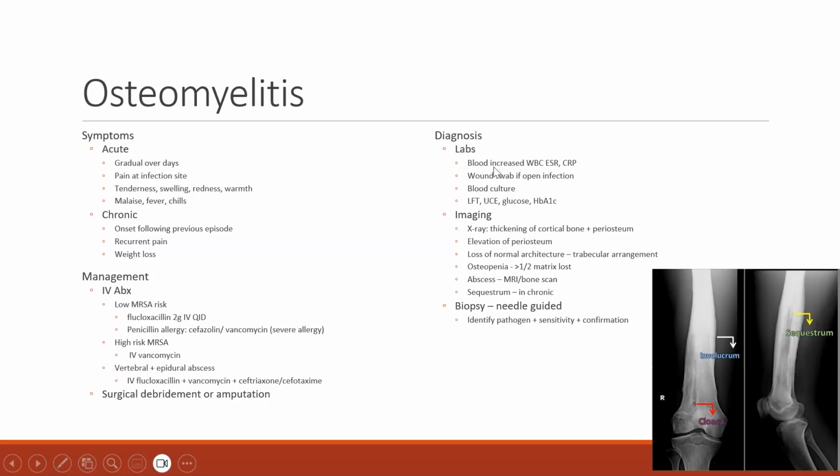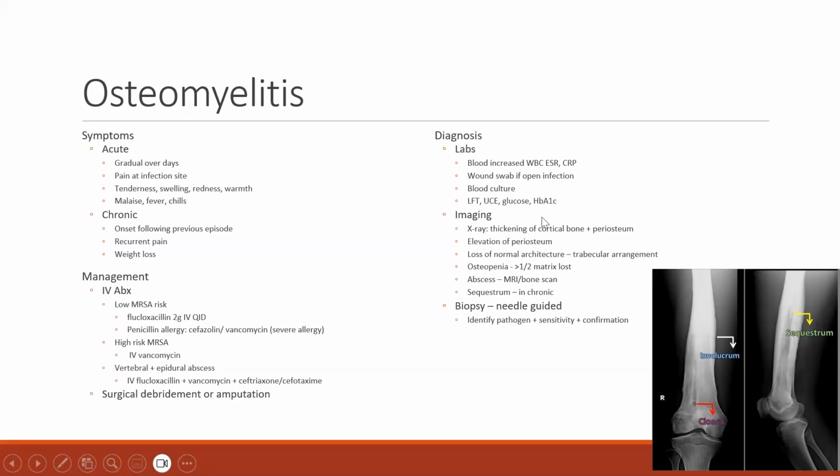Diagnosis with labs, we get increased inflammatory markers. We might need some wound swab if it's an open infection, or blood culture. We can do also LFTs, U&Es, glucose, just to check for diabetes.